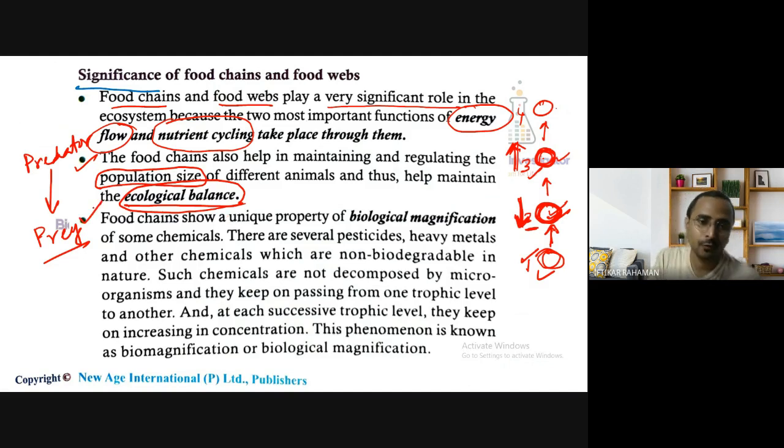Next, the food chain is a unique property of biological magnification of some chemicals. There are several pesticides, heavy metals, and some other chemicals which are non-biodegradable. কিছু কিছু কেমিক্যাল থাকে, কিছু কিছু কম্পোনেন্ট থাকে যেগুলো নন বায়োডিগ্রেডেবল। We know that in our environment some chemicals are non-biodegradable. That means decomposers, these microorganisms which we have already learned about, cannot degrade some chemicals, some heavy metals, some pesticides. So those are non-biodegradable.